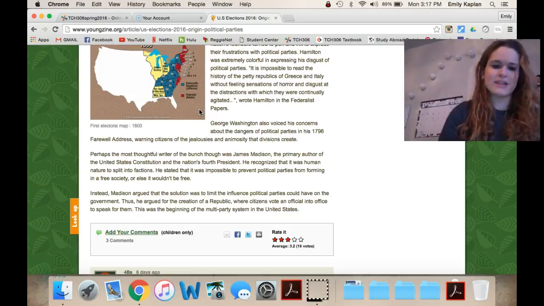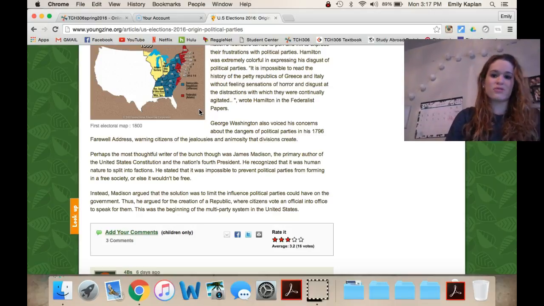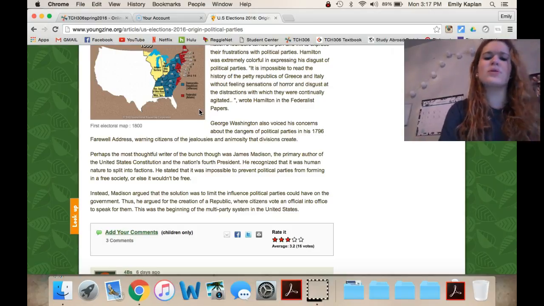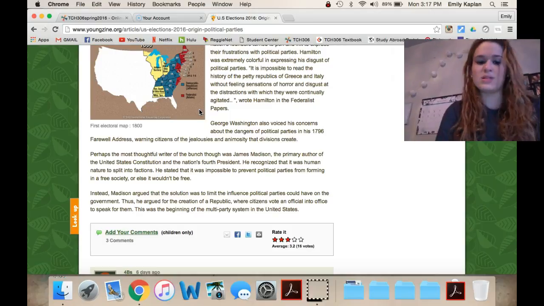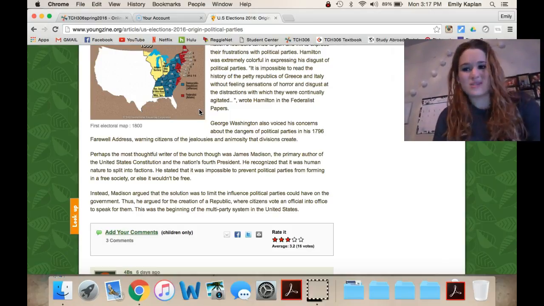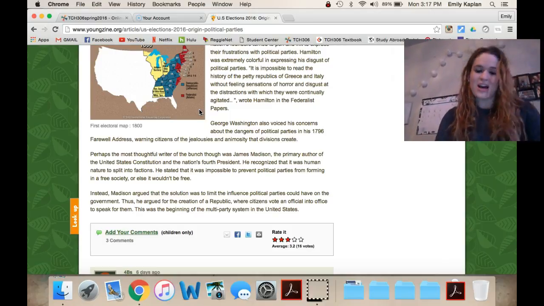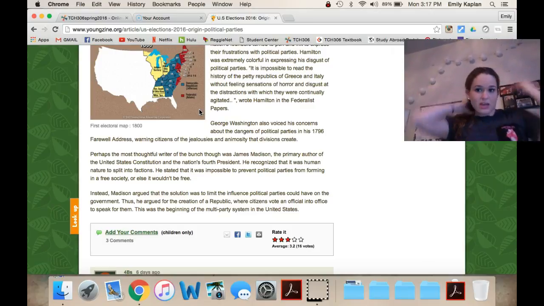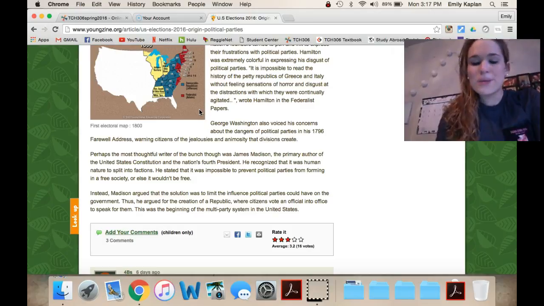And so the last paragraph says, instead, Madison argued that the solution was to limit the influence political parties could have on the government. Thus, he argued for the creation of a republic where citizens vote an official into office to speak for them. This was the beginning of the multi-party system in the United States. Okay, so that kind of answers my concern about that. So to limit their powers, to let it be more people's opinions.